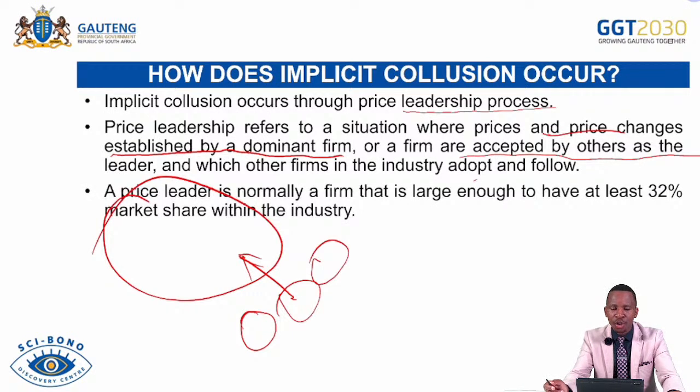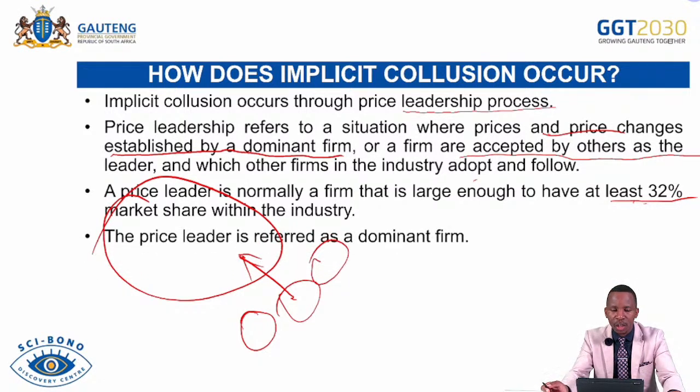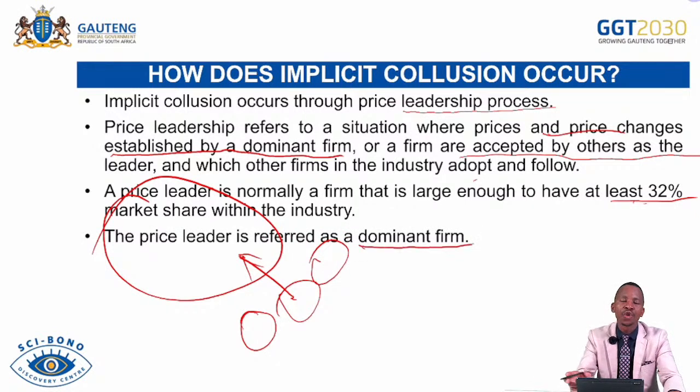So, a price leader is normally a firm that is large enough to have at least 32% market share within the industry. This is the firm that will be dominating, having at least 32% market share or above within the industry. So, the price leader is referred to as a dominant firm. This is the firm that is dominating its competitors.